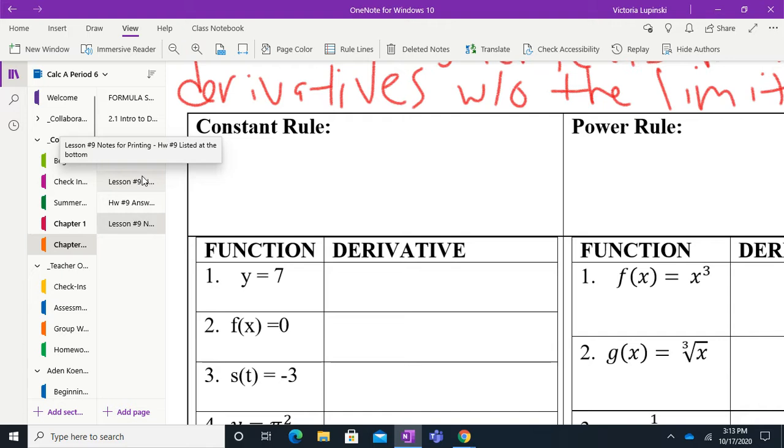So the first and most basic rule is called the constant rule. You don't really have to know them by name. Your teacher will most likely refer to them by name, but after a while, it'll kind of just become instinct. So what the constant rule says is that the derivative of any constant is 0.